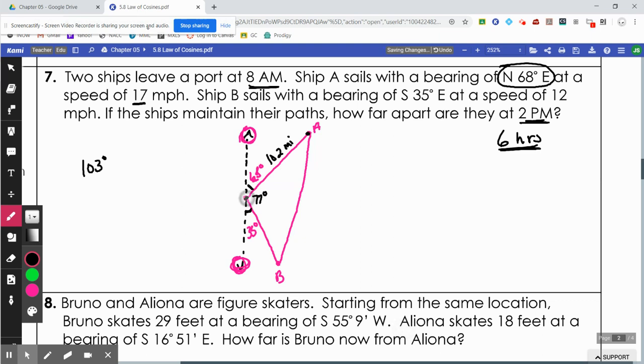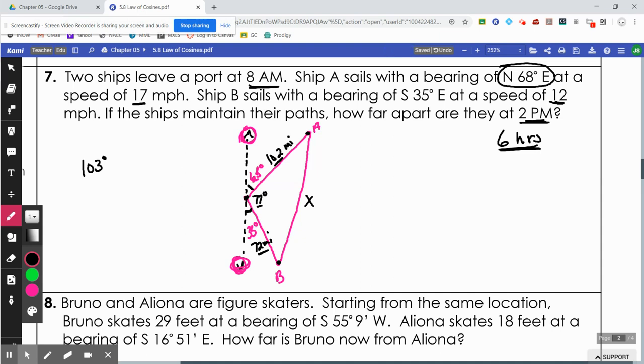Same thing we got to do for ship B. Started here, ended up here. It is sailing at a speed of 12 miles per hour, so it has traveled 72 miles. So now the rest of it's not important. Here, here, and here is the information we need. And we want to know how far apart are they. So that's we've got it set up.